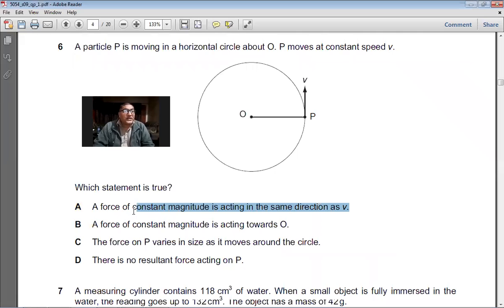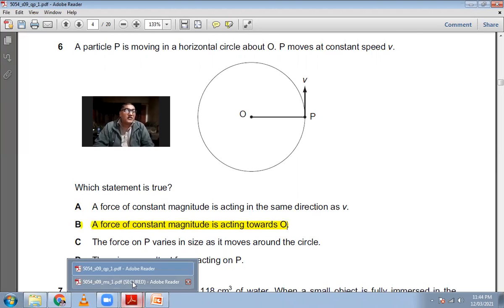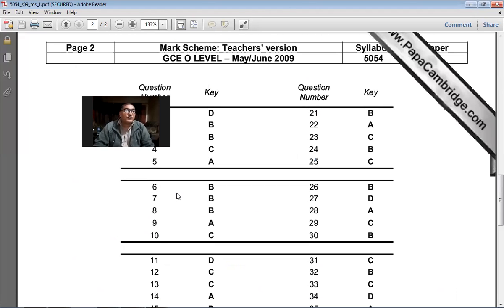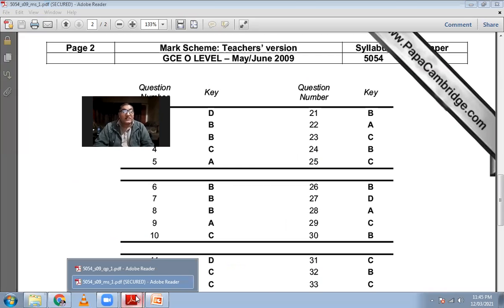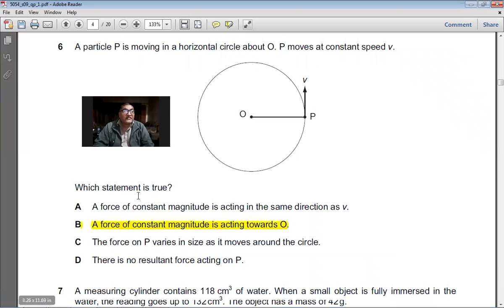The other option says the force on P varies in size as it moves around the circle. And the fourth is that there is no resultant force acting on P. When you are moving in a circle, a resultant force acts on you and it is always directed towards the center of that circle. So I think B looks the best option to me. Question number 6, B is the right answer.